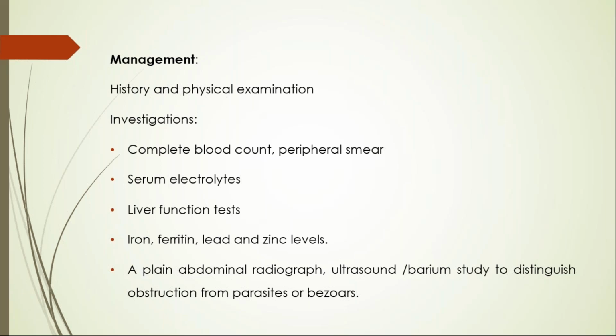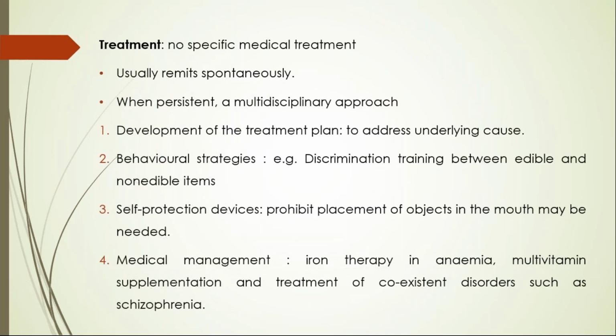So do a CBC and peripheral smear to look for iron deficiency, or if you think of lead poisoning, do lead levels, only if you think it is something abnormal. Otherwise, this list of investigations is actually not needed. Just do a good history and physical examination, and if you think it's pica because of nutritional deficiency, just supplement iron and there is a dramatic response, the pica goes away. So just supplement iron, deworm the child, and he does very well, right? So no specific therapy, it usually remits spontaneously.